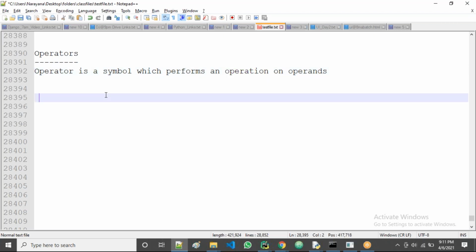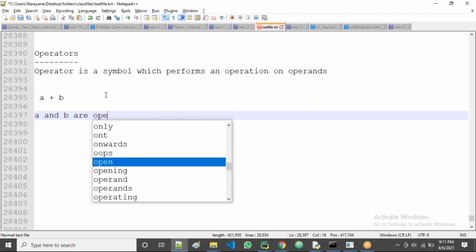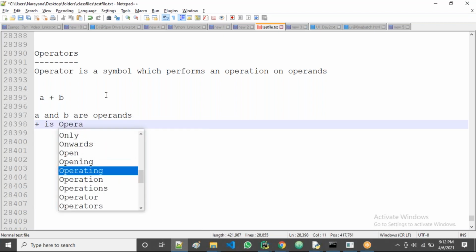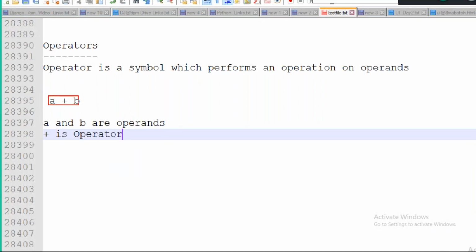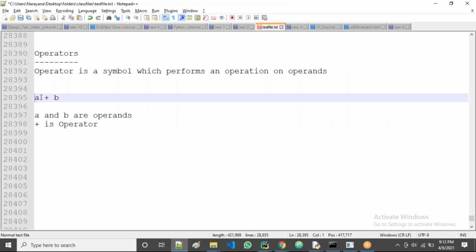Now here, in the example I said, suppose you take a plus b. In this case a and b are called operands, and plus is the operator, guys. All clear? So in this example a and b are the operands, and plus is the operator.